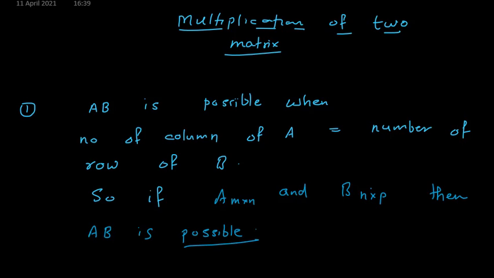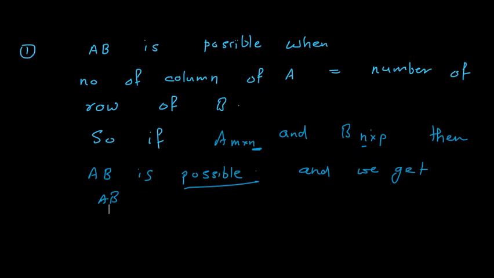Have you understood what I am saying? That if the number of columns of A, this M into N indicates the columns of A, is equal to the number of rows of B, then AB is possible. And we get AB as M cross P. That means my resultant matrix will have M rows and P columns.